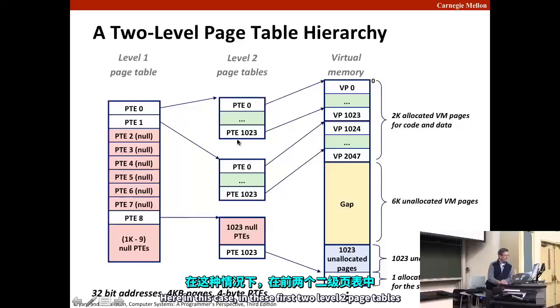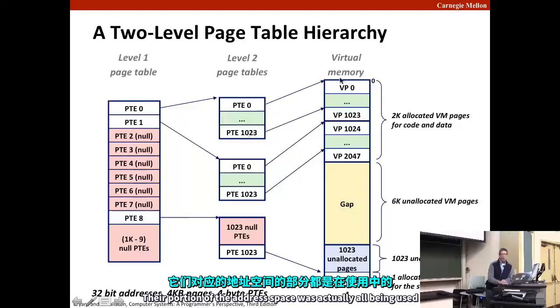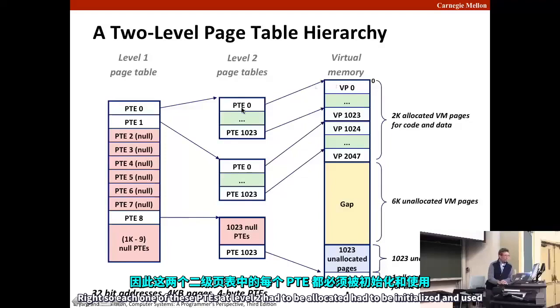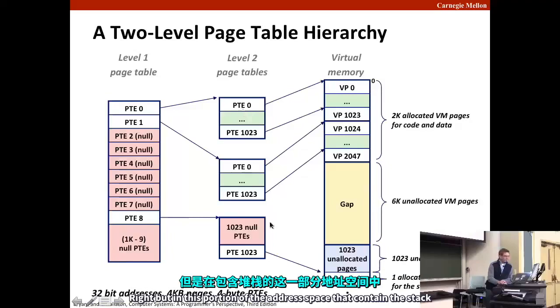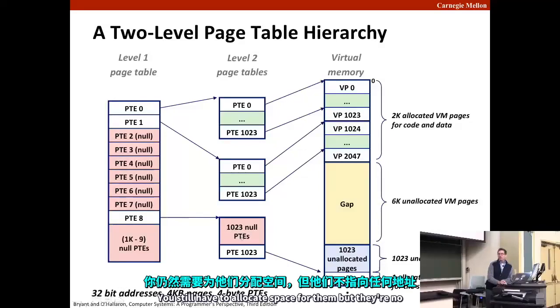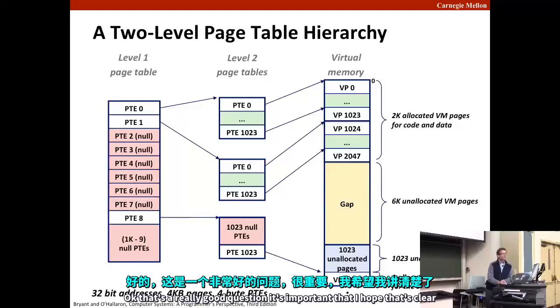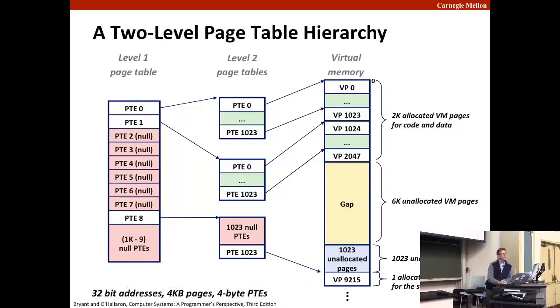In this case, in these first 2 level 2 page tables, their portion of the address space was actually all being used. So each one of these PTEs at level 2 had to be initialized and used. But in this portion of the address space that contained the stack, this third level 2 page table has most of its PTEs null. You still have to allocate space for them, but they're null. That's a really good question. It's important. I hope that's clear. Any other questions before we go on?